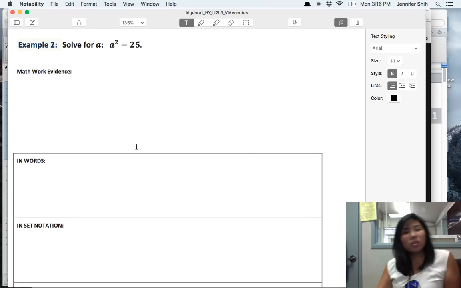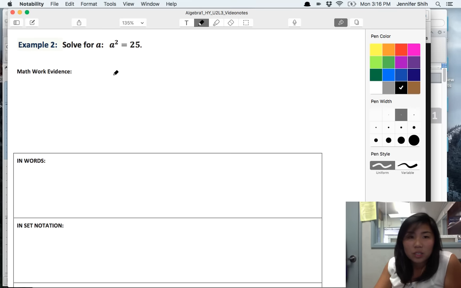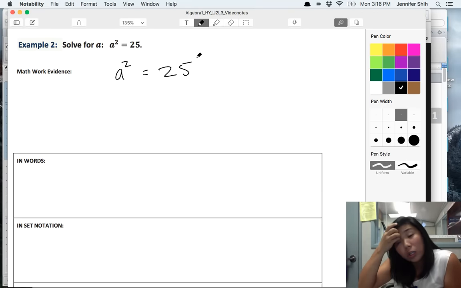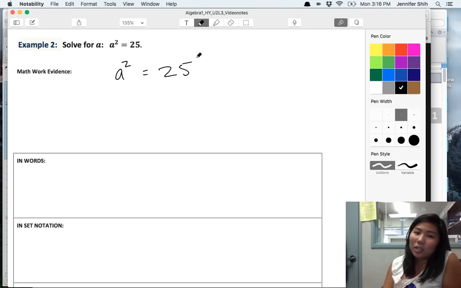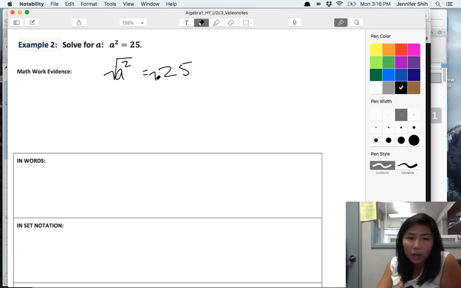Example 2, solve for a when a squared is equal to 25. So how we're going to do this is we are going to show some math work and we are going to write in words what the solution set is. We're going to write in set notation, and then a number line. You learned in your math class that if you are solving for a and there's a square, you undo the square with a square root. Just like we undo adding with subtracting, we undo multiplication with division, we undo a square with a square root.